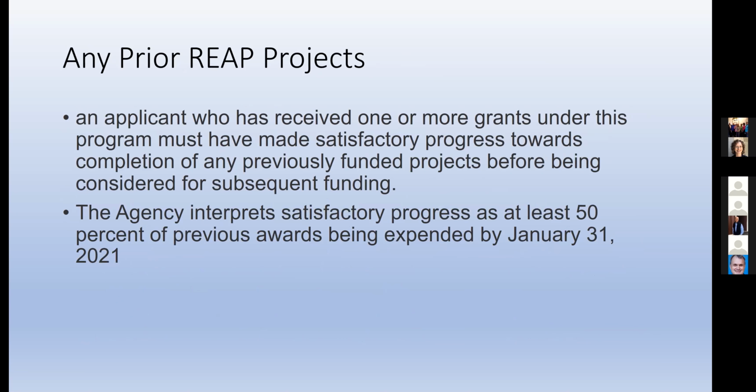If you have any ongoing REAP projects, you must be making satisfactory progress on those previously funded projects before being considered for this round of funding. Okay, so that's at least 50% of the previous award. 50% of that grant money should have been expended by the end of this past January. Otherwise, you're not eligible for funding in this round if you have a previous Rural Energy for America project.